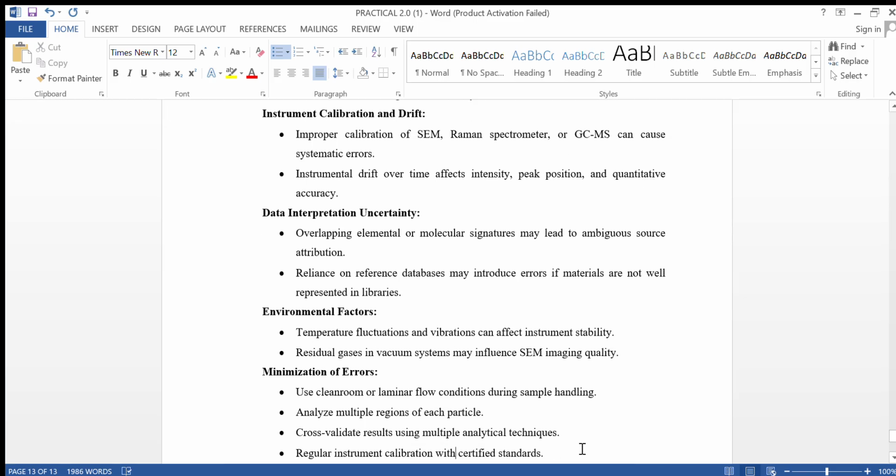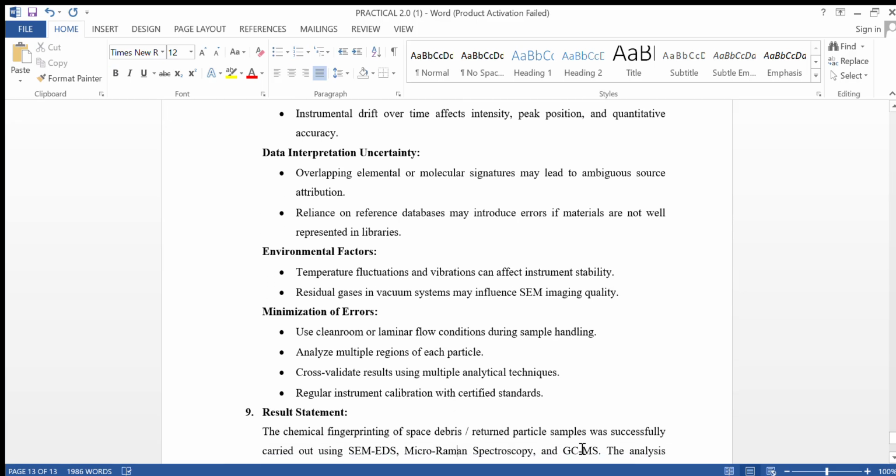Minimization of errors. Use clean room or laminar flow conditions during sample handling. Analyze multiple regions of each particle. Cross-validate results using multiple analytical techniques. Regular instrument calibration with certified standards.